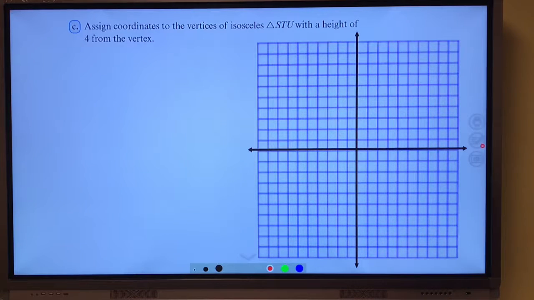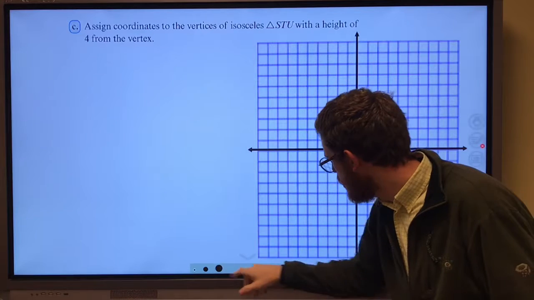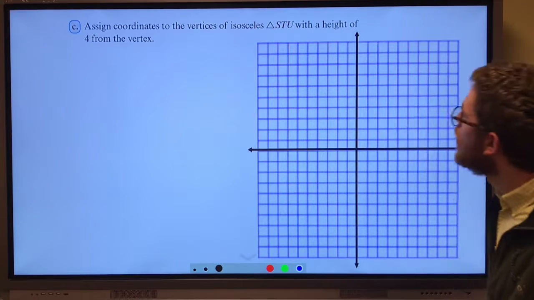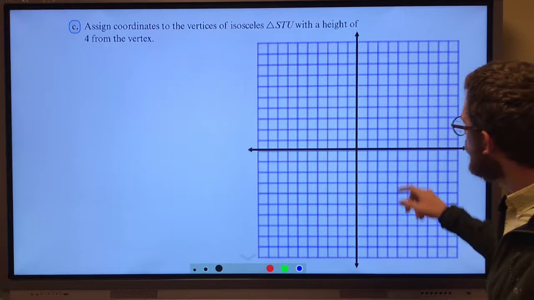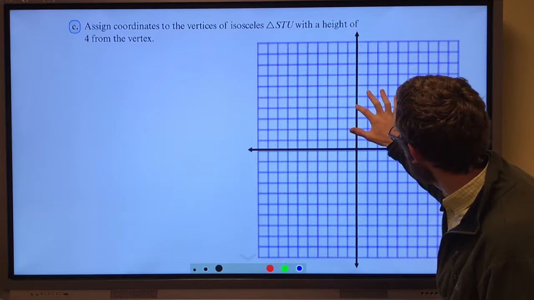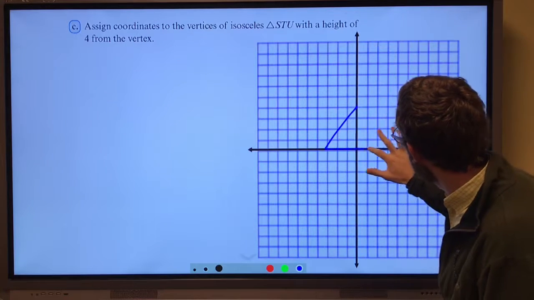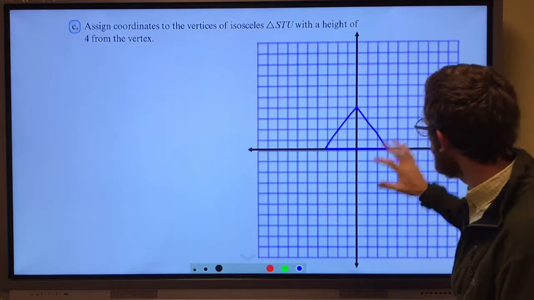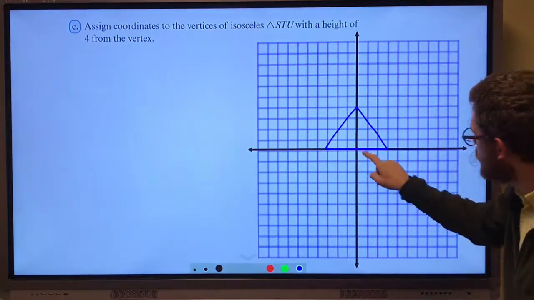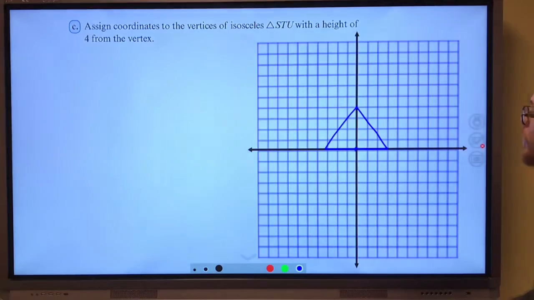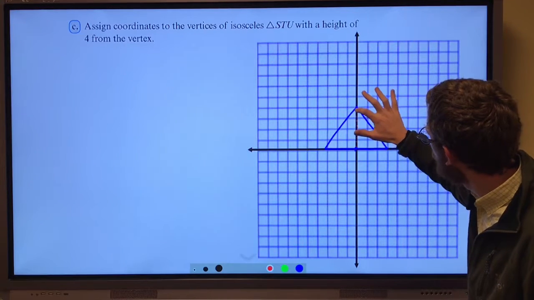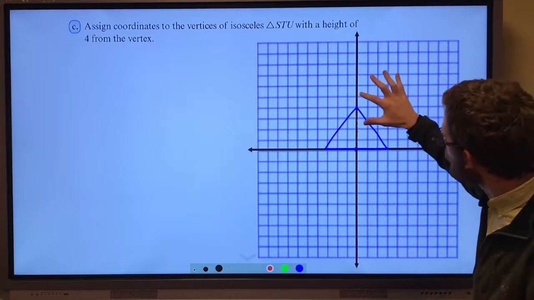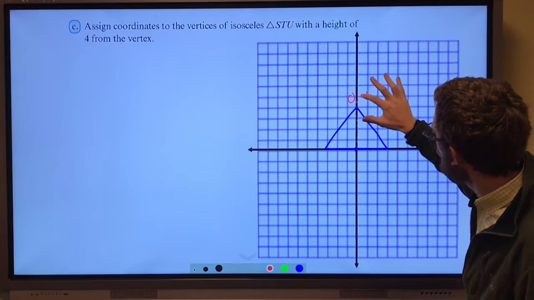Finally, assign coordinates to the vertices of isosceles triangle STU with a height of 4 from the vertex. All right, I want this to be STU. I'm going to actually let this be centered at the origin. There's my origin right there, 0, 0. I let it have a height of 4. So I know that vertex has an ordered pair of 0, 4.